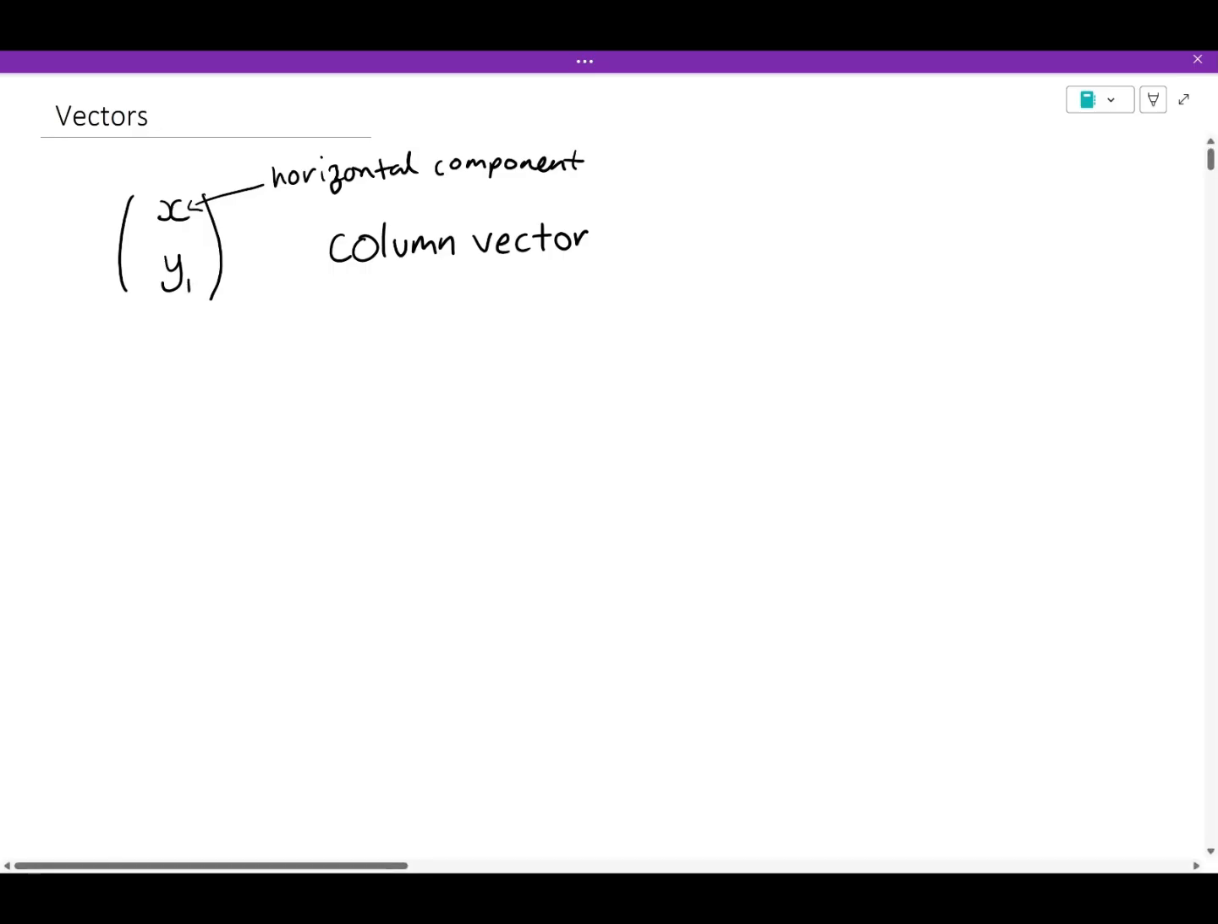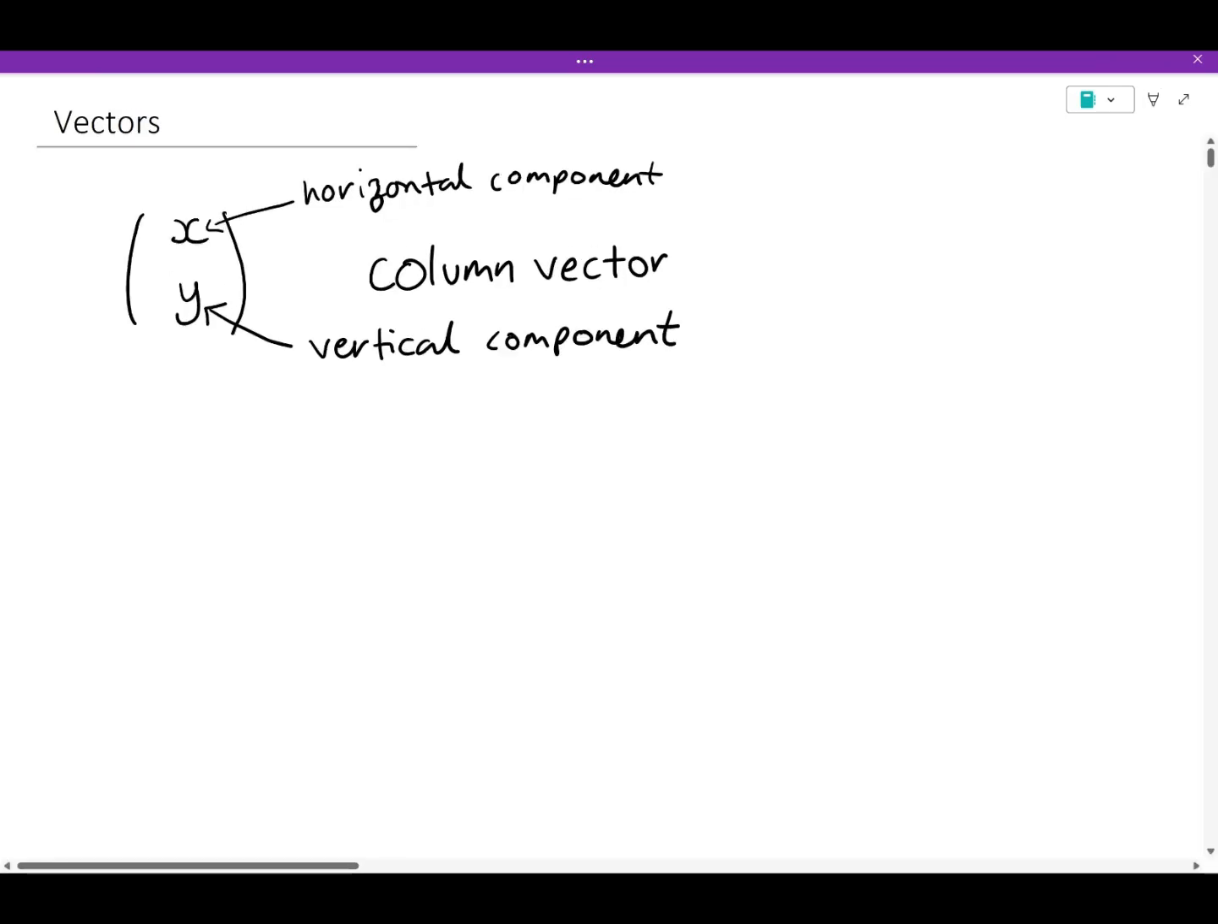Then our y component can be called our vertical component. And this tells us how much we move up or down. So up would be positive and then down for negative. So once again, just link directly to coordinates. Now, there is no line between the two numbers like a fraction, so do not draw a line there. That is incorrect. It's not a fraction, it is a vector.